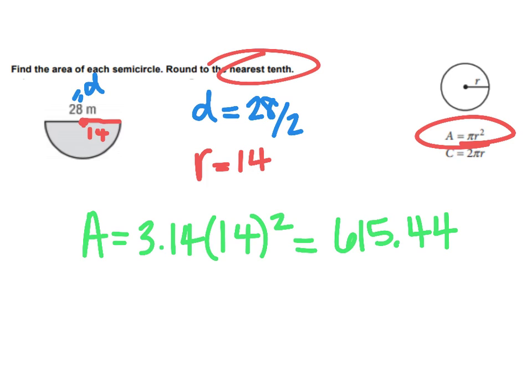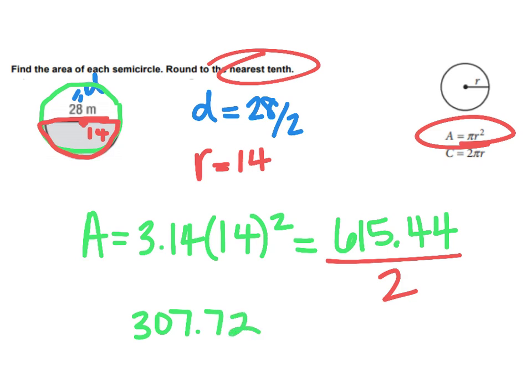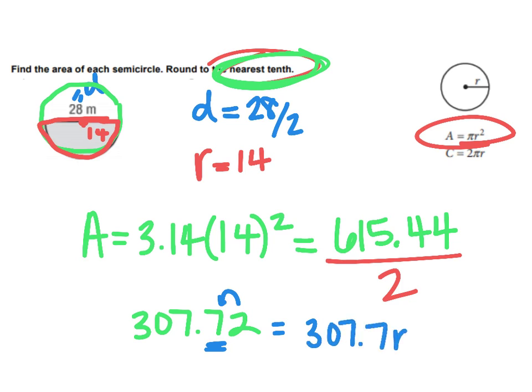Now, that would be the area of the entire circle. If I had the whole thing, that would be the area. But I don't have the whole thing. I only have half of it, a semicircle. So I need to take this number and cut it in half. If I do that, I actually get 307.72. I'm rounding to the nearest tenth. So I'm looking at the 7 and I'm using the 2. Do I round it up or leave it alone? The 2 will leave it at 307.7 meters squared. A semicircle is just a circle cut in half, so you have to cut the area or the perimeter in half when you're dealing with semicircles.